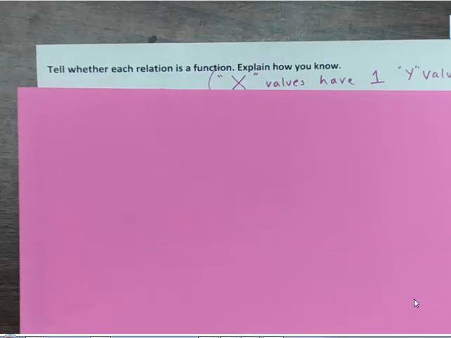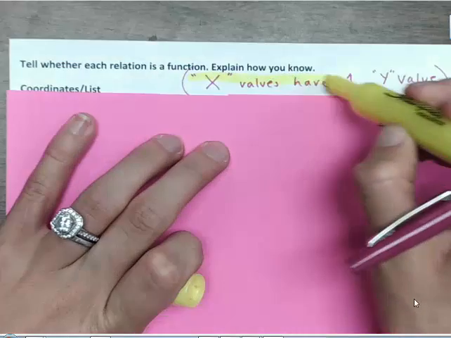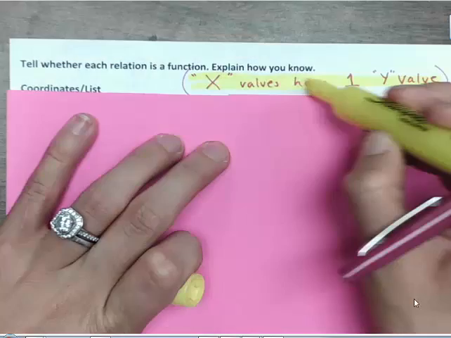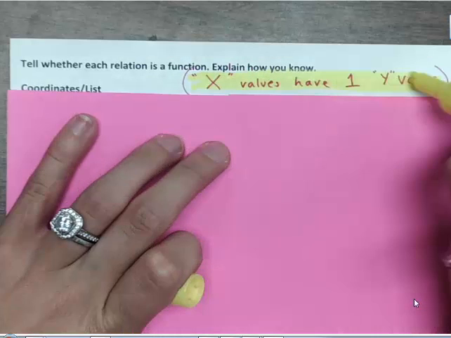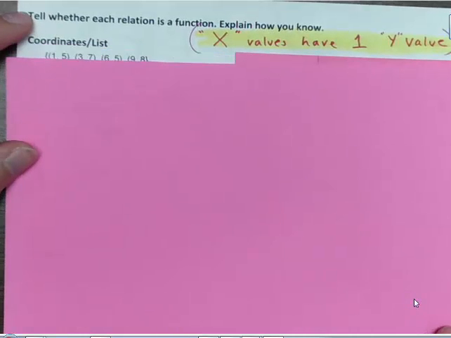So, I wrote at the very top, and I would love for you to do that too, just as a reminder that the x values have to have one y value. That's something you need to memorize. The x value has one y value. Okay, so first we're going to look at the coordinates or the list on how STAAR could possibly ask you, or just so you identify it.